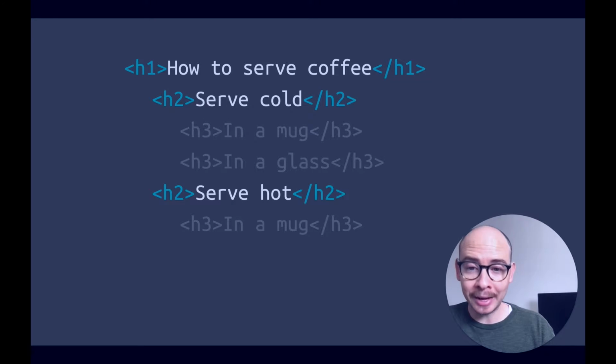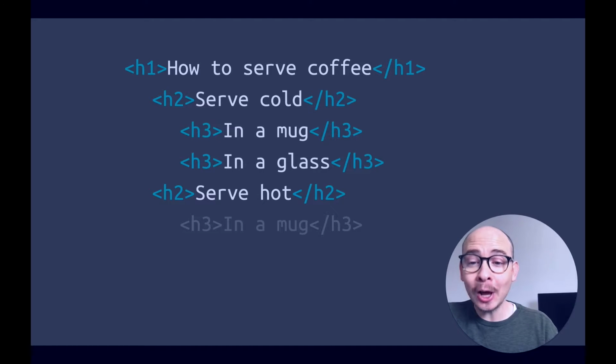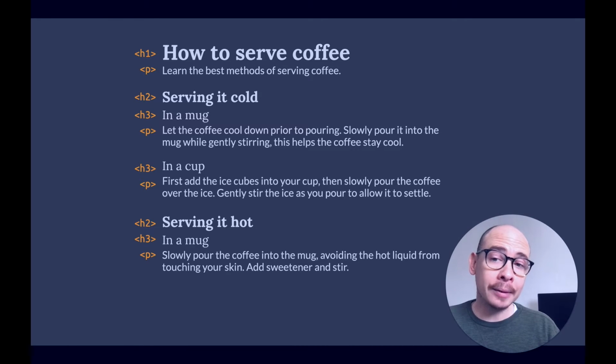Then we have our subheadings. Our subheadings are how to serve coffee cold and how to serve coffee hot. Then we have our subheadings, which are how to serve coffee cold in a mug, how to serve coffee cold in a glass, and how to serve coffee hot in a mug. What's important here is to note the relationship between these text elements. Now that we transcribed our example into HTML elements, we can see how the relationship between these elements helps us more easily understand the information that is being displayed.